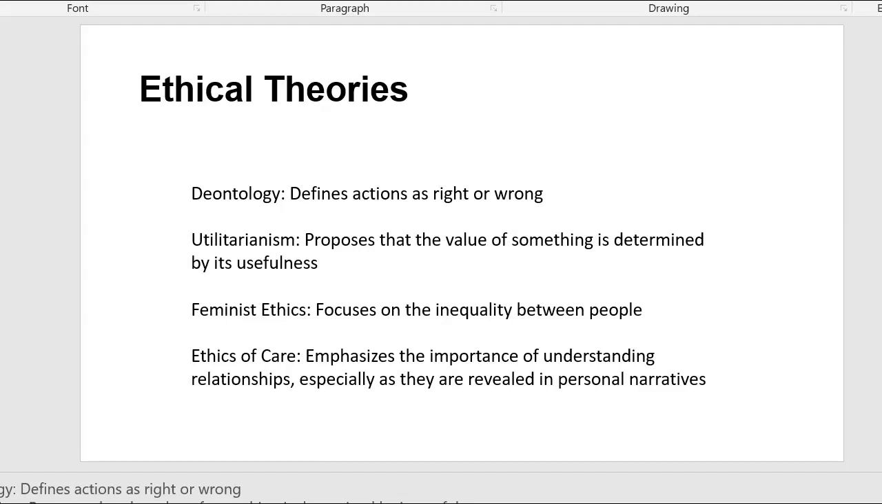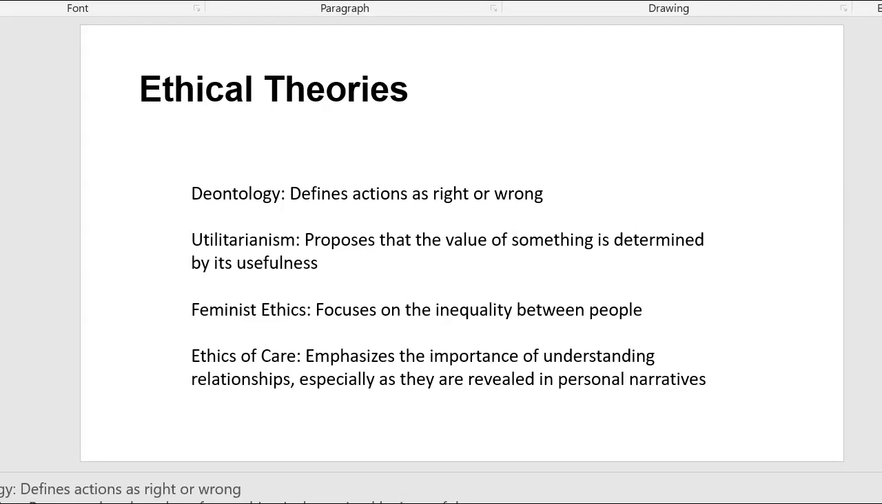Utilitarianism proposes that the value of something is determined by its usefulness. The greatest good for the greatest number of people is the guiding principle for determining right action in this system. Utilitarianism guides us to measure the effect or consequences that an act will have. Deontology, by comparison, focuses less on consequences and looks to the presence of pure principle.